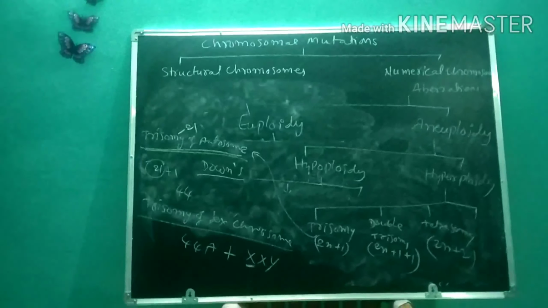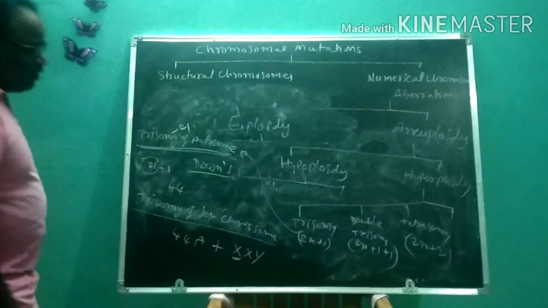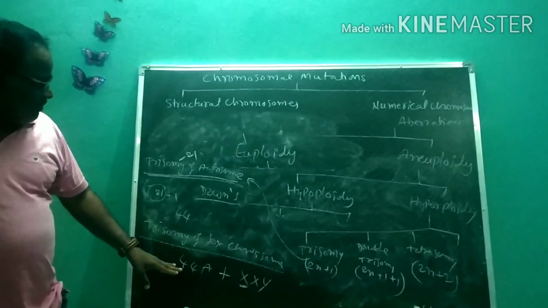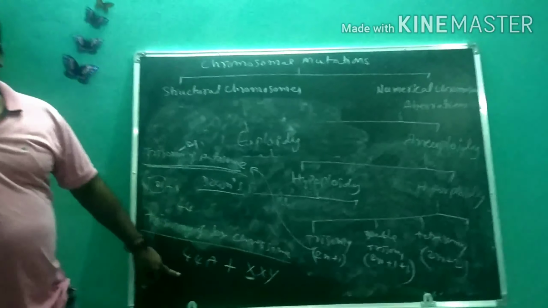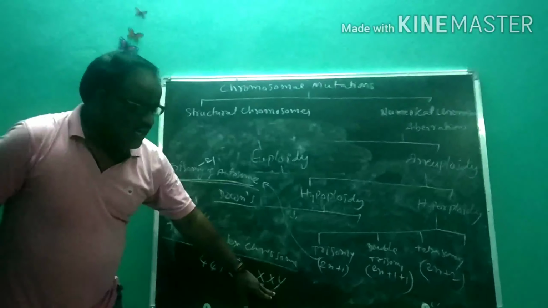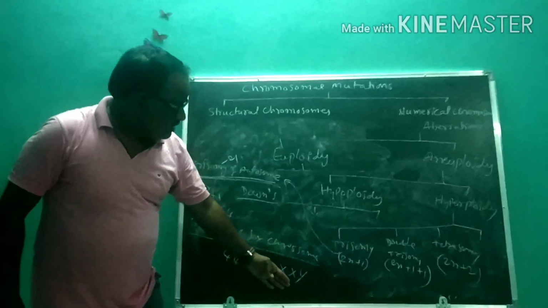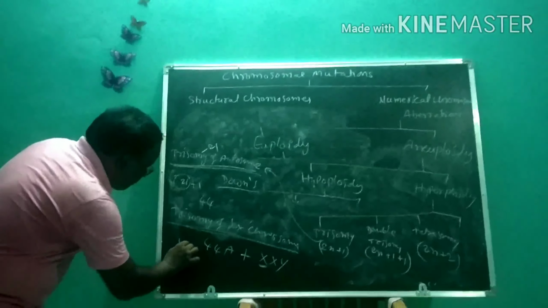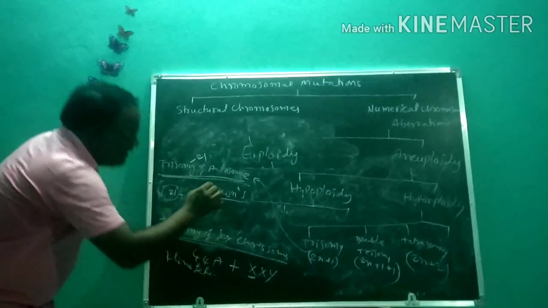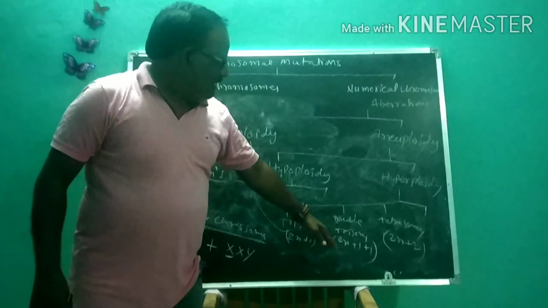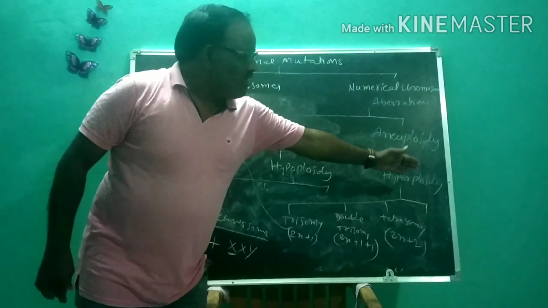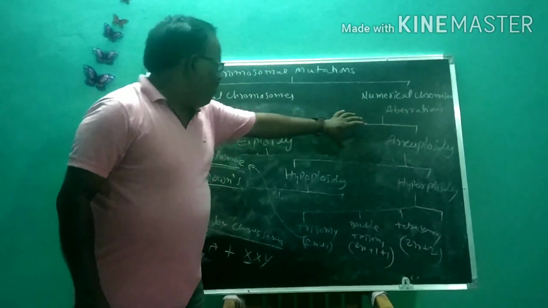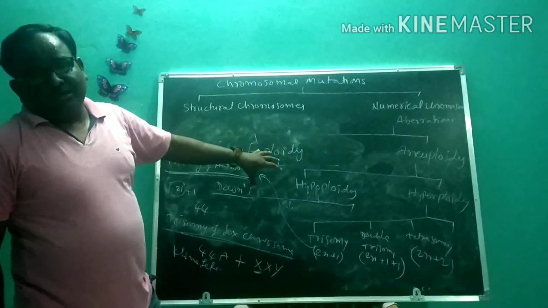So that's why here it is Klinefelter syndrome. The Klinefelter syndrome is a sterile male. Why? Because testes are damaged or very small, and body hair is very less. Like that, Klinefelter syndrome will come. Afterward, double trisomy and tetrasomy and so on will come. So this is a completely numerical chromosome aberration, based only on the number of chromosomes. Thank you, one and all.